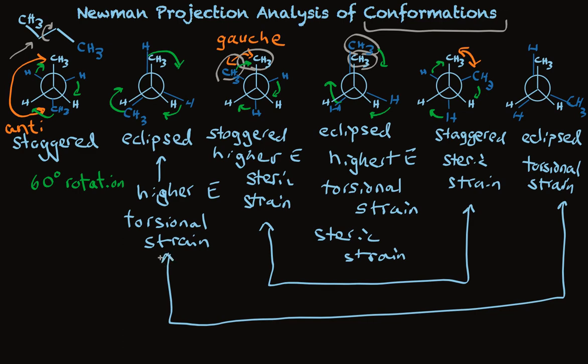So the Newman projection analysis of butane, looking at the C2-C3 bond, shows us 3 eclipsed conformations and 3 staggered conformations. The eclipsed conformations are higher energy, and of the staggered conformations, 2 are higher energy than the very lowest one. And of the eclipsed conformations, 1 is the highest energy of all, and that's where the methyl groups are eclipsed. So the conformation experiences both torsional strain and steric strain.